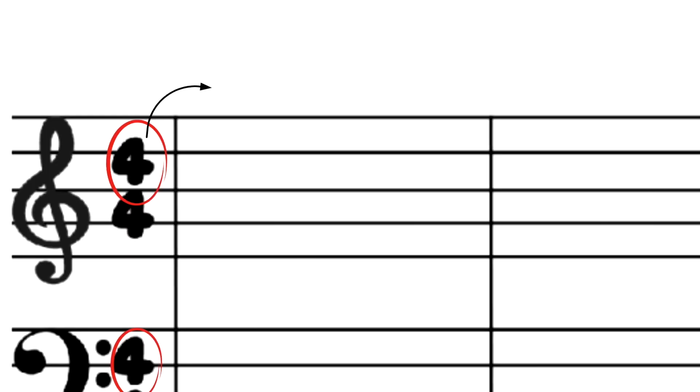And you may be wondering, what is a beat and what is a measure? And it's pretty simple. Think about how there are 60 seconds in 1 minute. This top 4 basically means there are 4 seconds or beats in each minute or section of music.